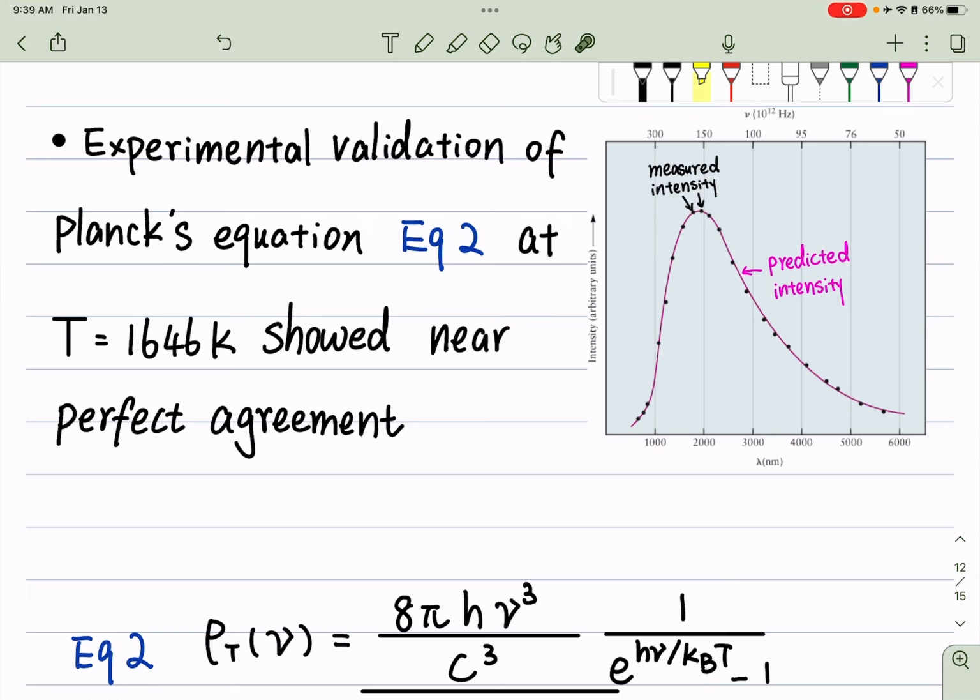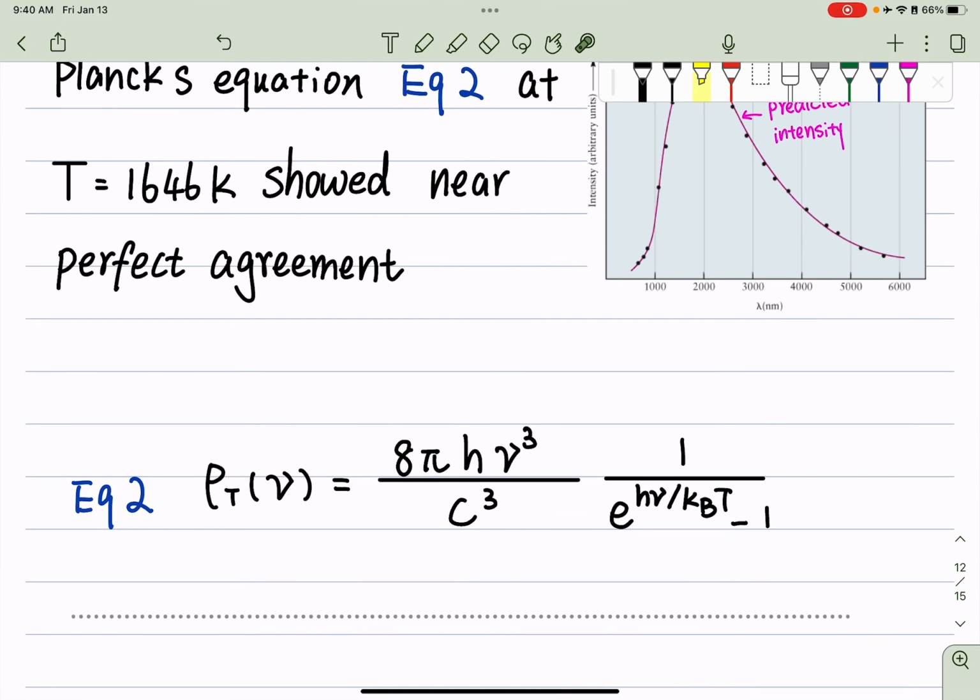I'm just showing here the experimental validation of Planck's equation, which I showed up there. The dots here are the measured intensity. The dots are the experimental observation. And the red curve here is the predicted intensity from Max Planck's equation with the quantum hypothesis. And again, I just want to remind everybody what we have in this part. This talks about the probability.